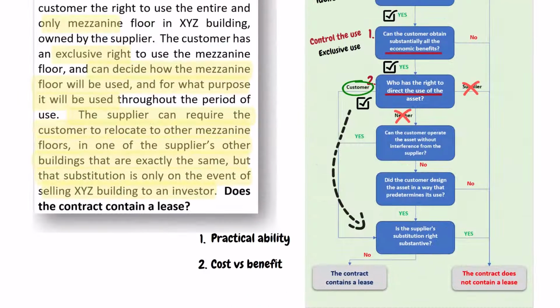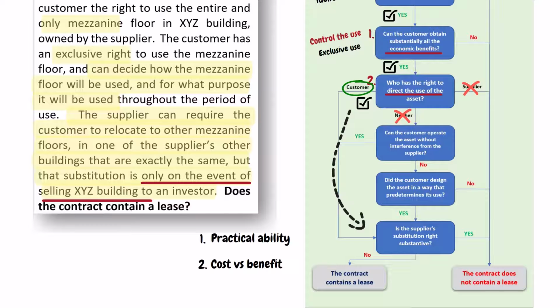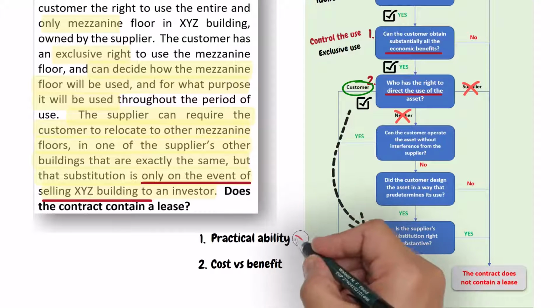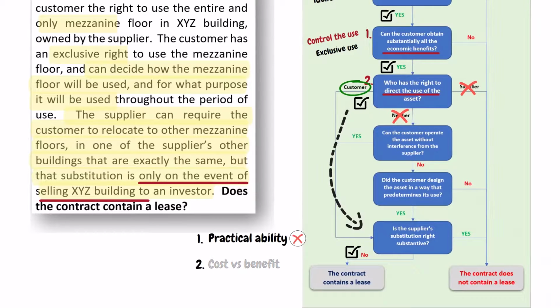So, in this example, the supplier's substitution right is dependent only on the occurrence of a future event, which is the sale of XYZ building, and for this reason, the supplier is considered not to have the practical ability to substitute the mezzanine floor. This is the first condition, not satisfied, which is enough to conclude that the supplier's substitution rights are not substantive. No need to examine the second condition. Based on that analysis, we can say that the contract includes a lease.